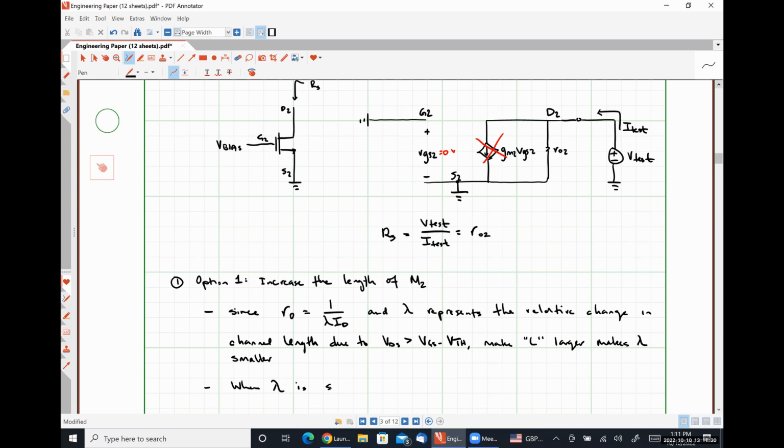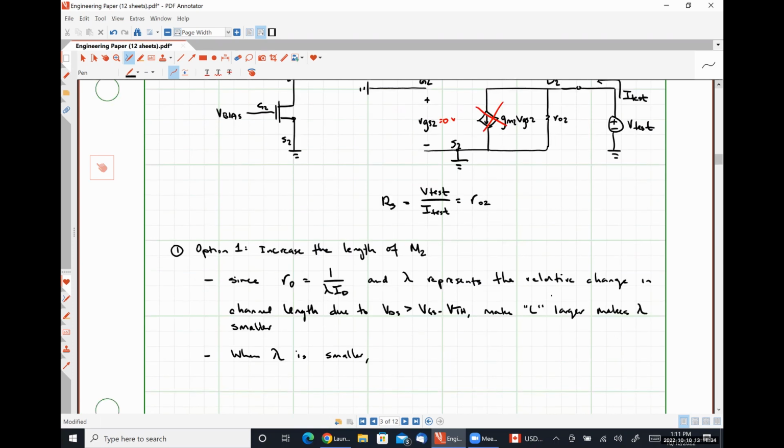When lambda is smaller, R0 is larger, since it's in the denominator, right? So we can physically make our devices larger while maintaining the same ratio to cause this resistance R naught to increase. This is one way to do it, and it's not a particularly great way, because the larger we make our transistors, the more space we are taking up. So this method has diminishing returns, and it increases the footprint of our design. And if we're trying to make our design as compact as possible so that there's more space for things on our chip, this is probably not the smartest way to do it.